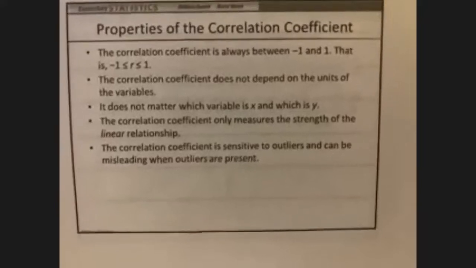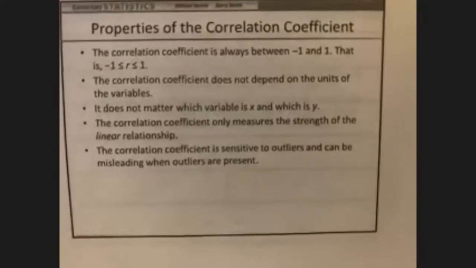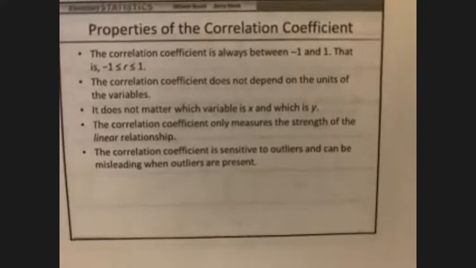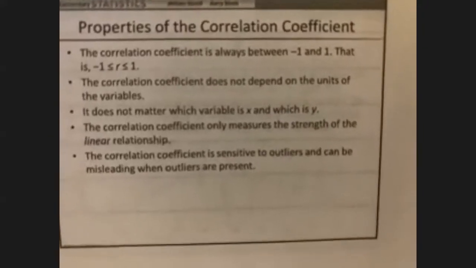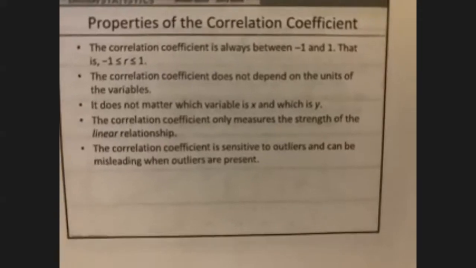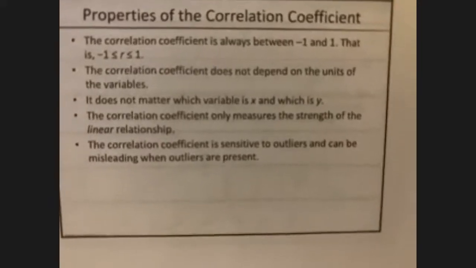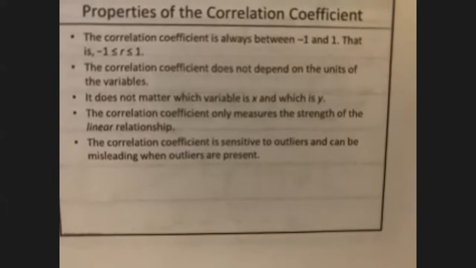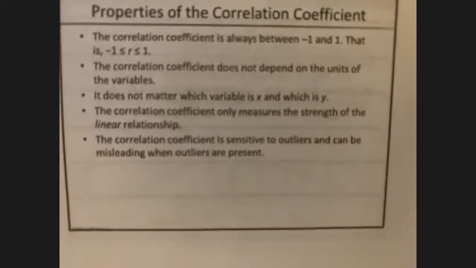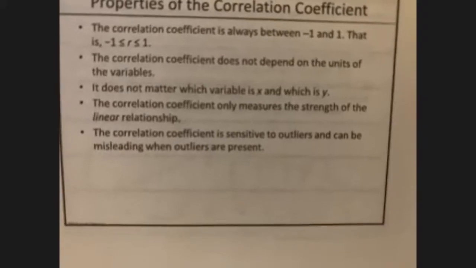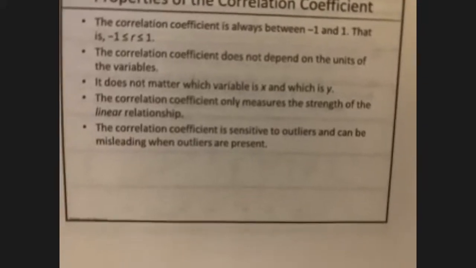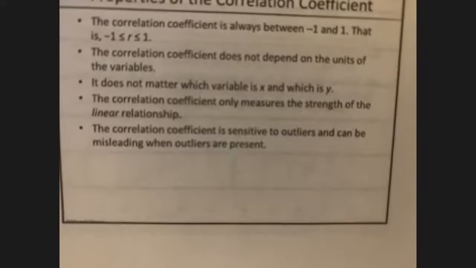Now, the correlation coefficient does not depend on the units of the variables. So if you're measuring something in miles and somebody else does it in feet, doesn't matter. The correlation coefficient is not going to change. It doesn't matter what your x and your y variable is. Doesn't matter if one of them is time and the other is distance, and if somebody else did distance and time. Now then, this correlation coefficient only does linear relationships.